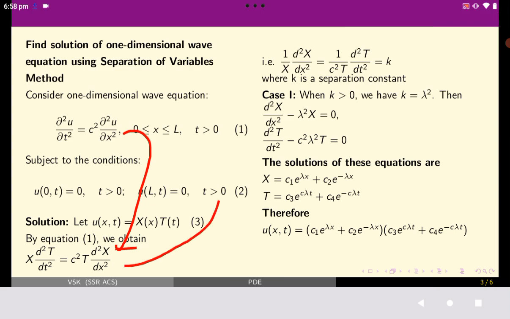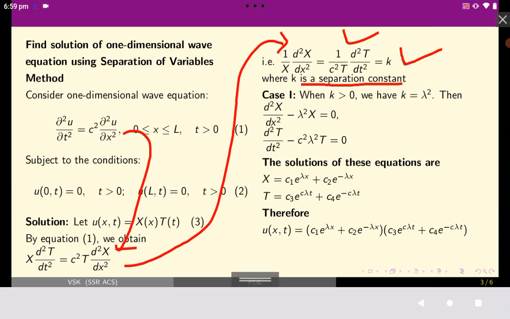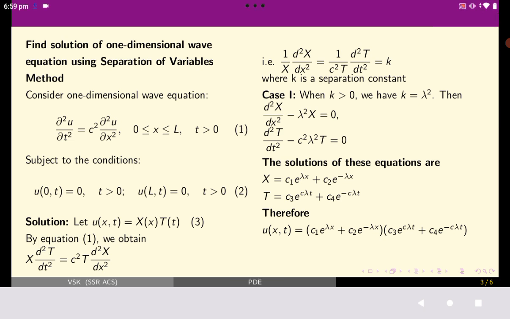And from this equation, we get this equation by separating: X will go to this side and all the expression containing T will come over here, and we'll suppose that this is equal to k, where k is nothing but the separation constant. Now let us take case number 1. What will be case number 1? If k is greater than 0, then suppose k is equal to lambda square. Then the first and the last will give this equation, and the second and the last will give this equation.